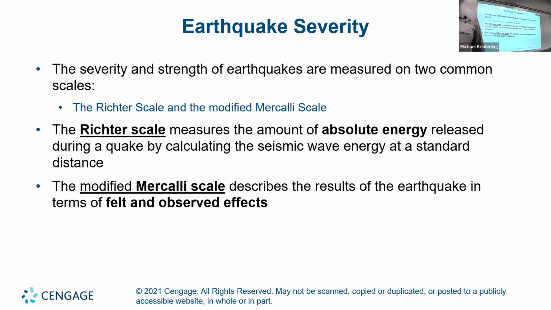The modified Mercalli scale describes the results of an earthquake in terms of felt and observed effects. So the Mercalli scale is about damage. What happens? And so 2 earthquakes with the same value on the Richter scale can have very different experiences on the Mercalli scale, because this can be affected a lot more by things like what your ground is made of and things like that.